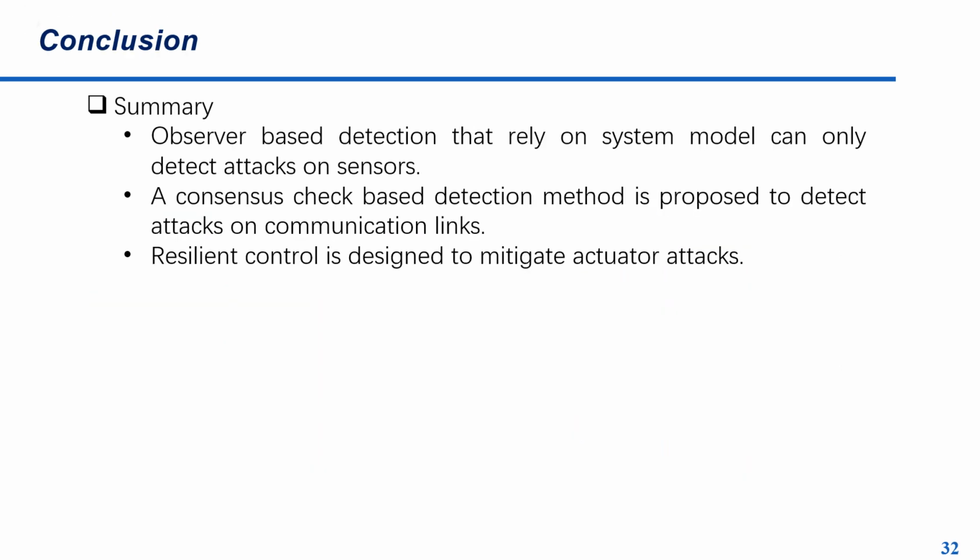So in summary, we propose an observer-based detection to detect sensor attacks. We propose a consensus check to detect link attacks. Finally, we designed a resilient control to mitigate actuator attacks. Those three methods formulate the proposed cyber-resilient framework for microgrids. And some simulation and experimental results are carried out to verify the proposed approach.